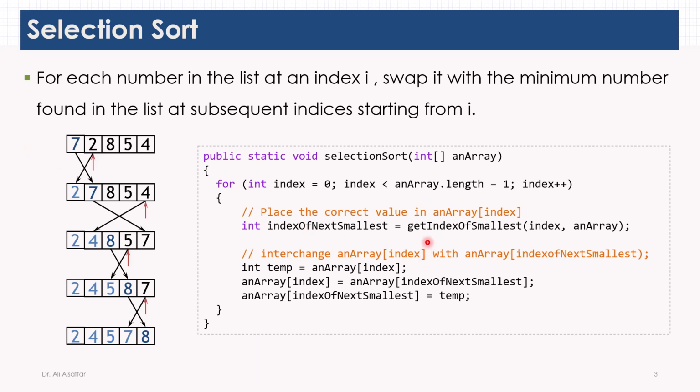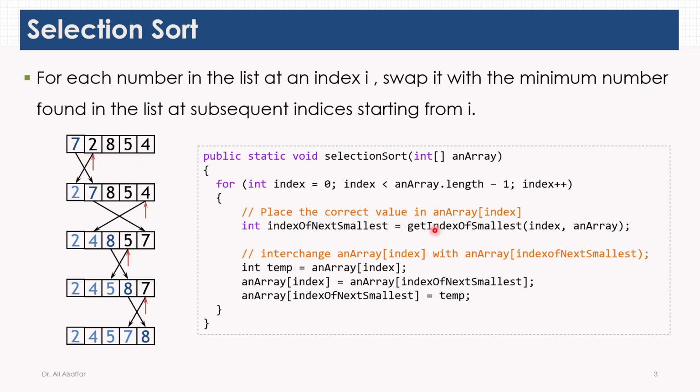Notice here, it is not getting the smallest integer. It is getting the place of the smallest integer, which is the index. So let us see what is the return value for this method when we apply it on our example. When index is equal to 0, we are referring to the element 7. So 0 is given as an input parameter, along with the array itself. This method will search from index 0 until the end.